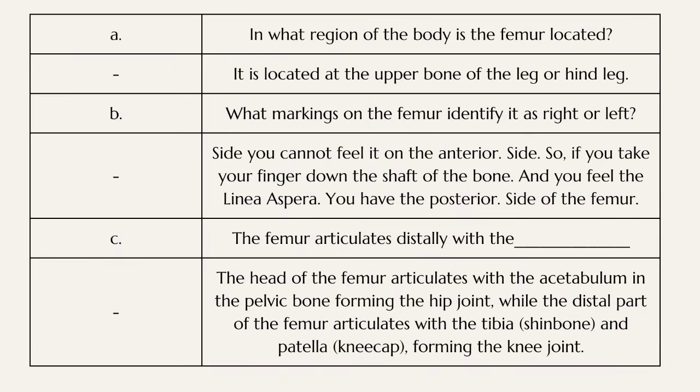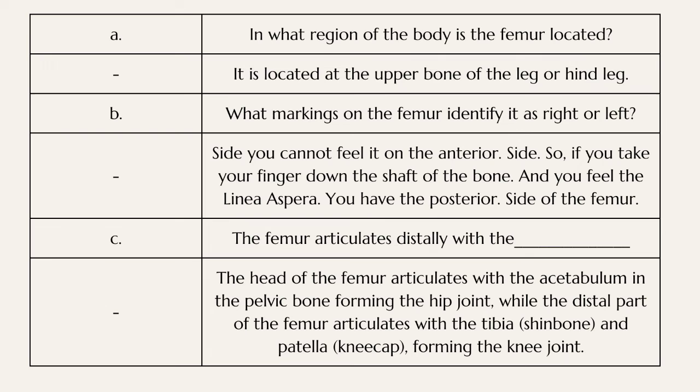In what region of the body is the femur located? It is located in the upper bone of the leg or hind leg. What markings on the femur identify it as the right or left side? You cannot feel it on the anterior. So if you take your finger down the shaft of the bone and you feel the linea aspera, you have the posterior side of the femur.